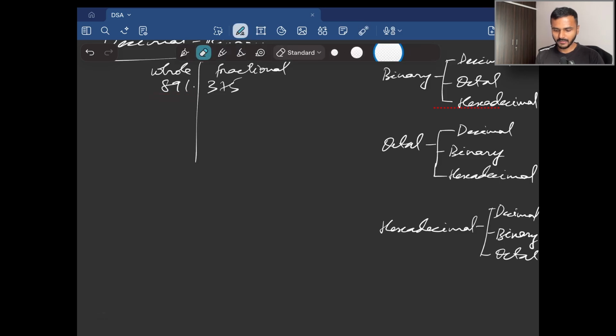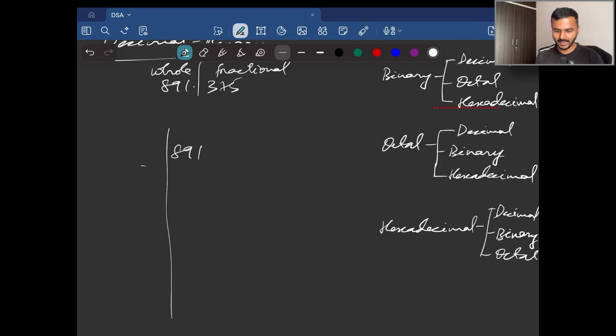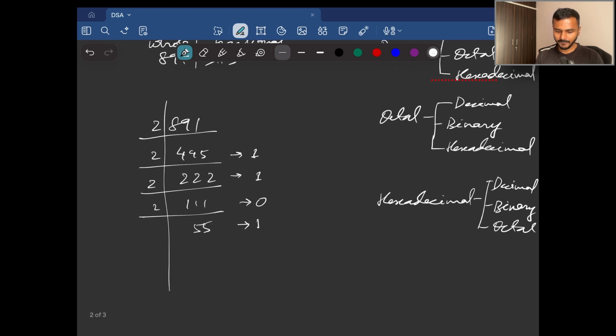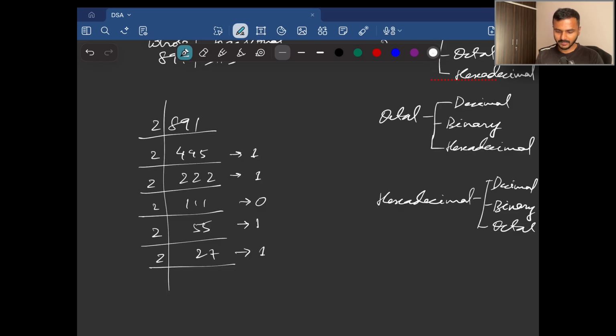So for the whole number part, we will have to divide the whole number, which is 891 in our case, by 2, and we will keep on collecting the remainder. So if I divide 891 by 2, I will get 445 and the remainder will be 1. If I continue this, I'll get 222 as a quotient and 1 as a remainder, then 111, 0 as a remainder, then 55, 1 as a remainder, then I'll get 27, 1 as remainder, then 13, 1 as remainder.